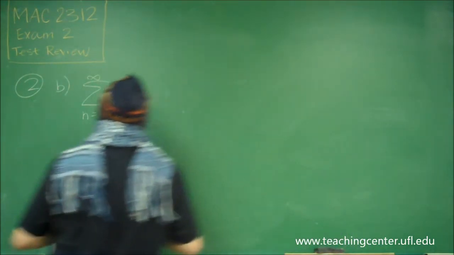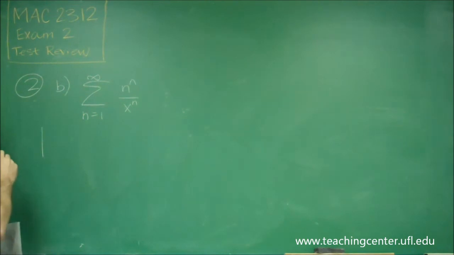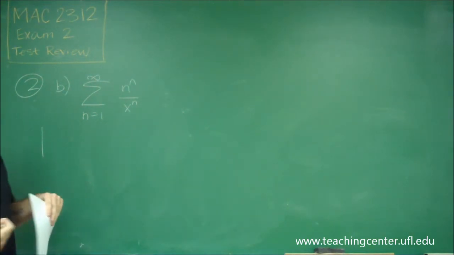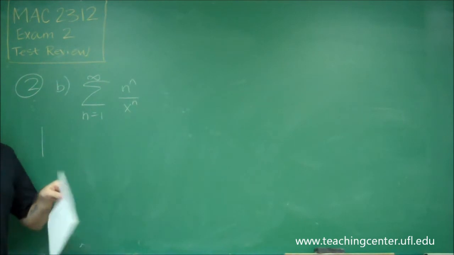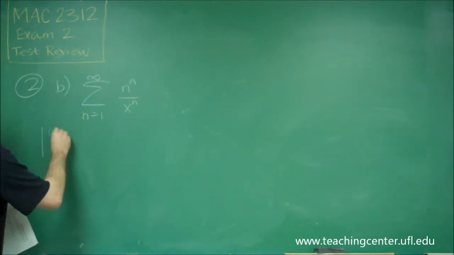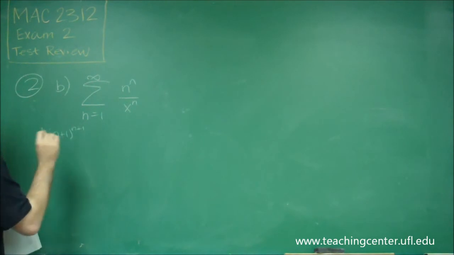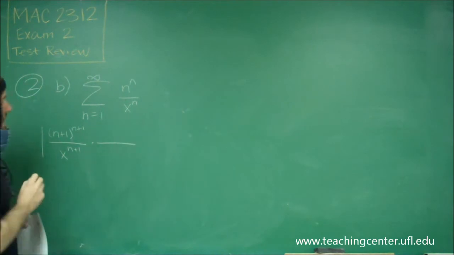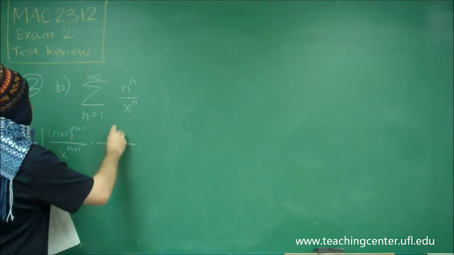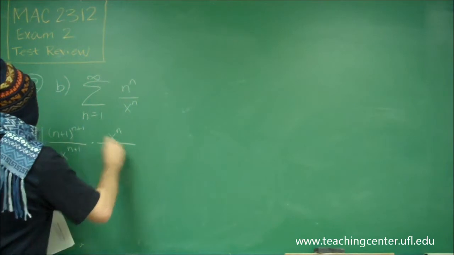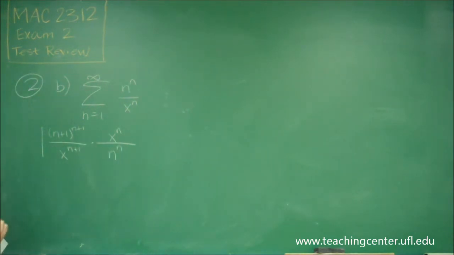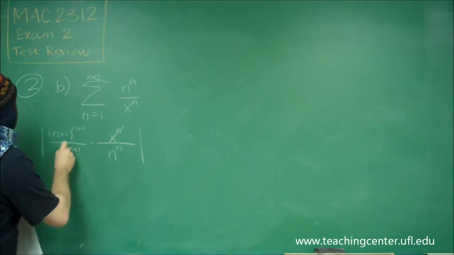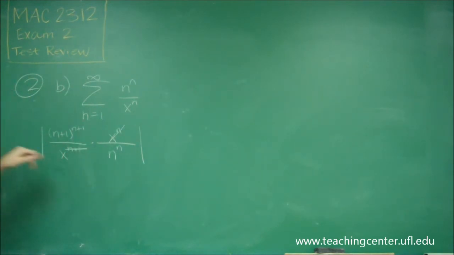So in using the ratio test, we're going to get absolute value. Remember, you do a sub n plus 1 divided by a sub n. In other words, a sub n plus 1 times the reciprocal. So we're going to get (n plus 1) to the n plus 1 divided by x to the n plus 1, times the reciprocal of this, x to the n over n to the n. So now we're going to try to see what cancels out. For the x's, it's pretty simple. We get an x left in the denominator.